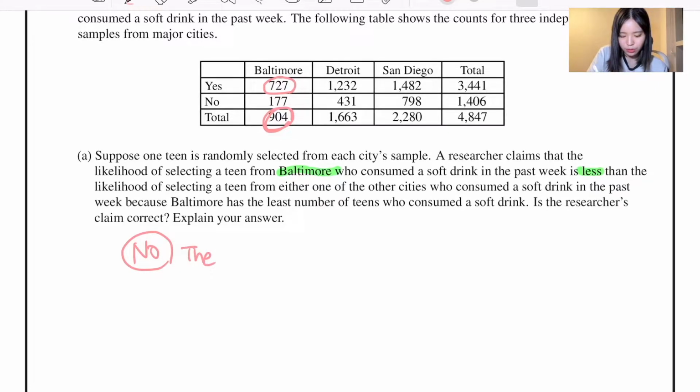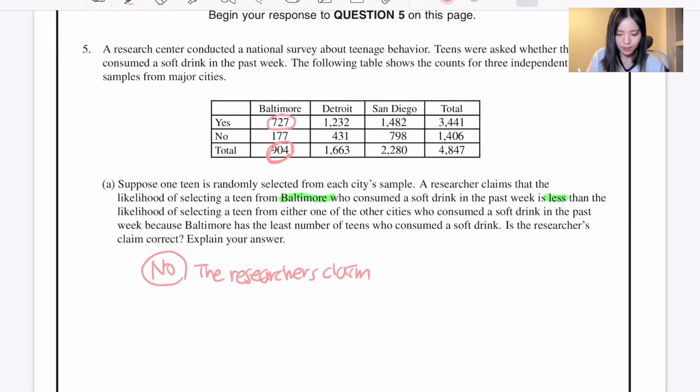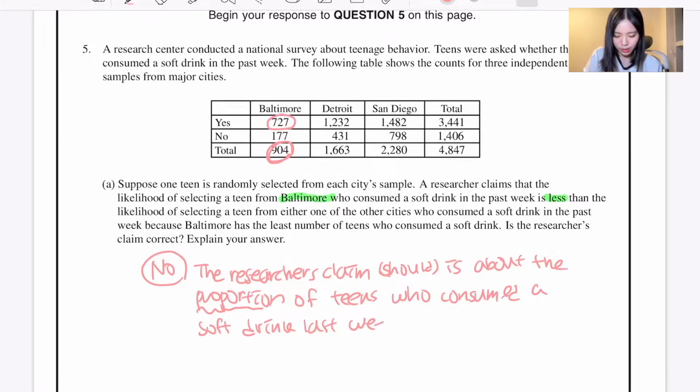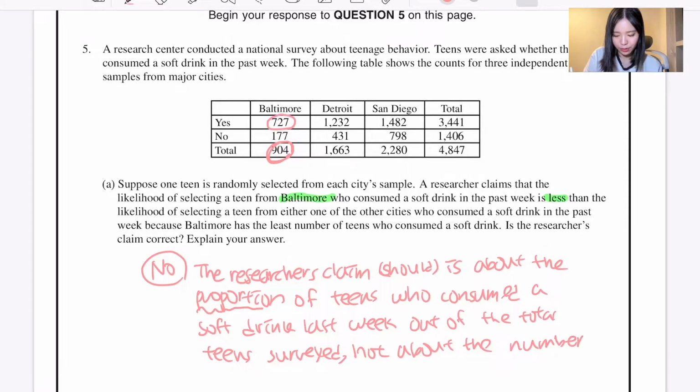the researcher's claim is about the proportion. This is the important part, right? Proportion of teens who consumed a soft drink last week out of the total teens surveyed, not about the number of teens.